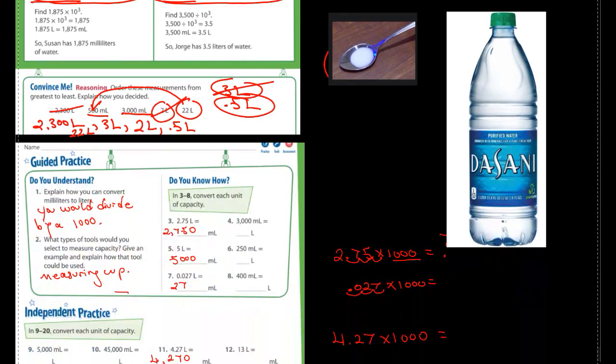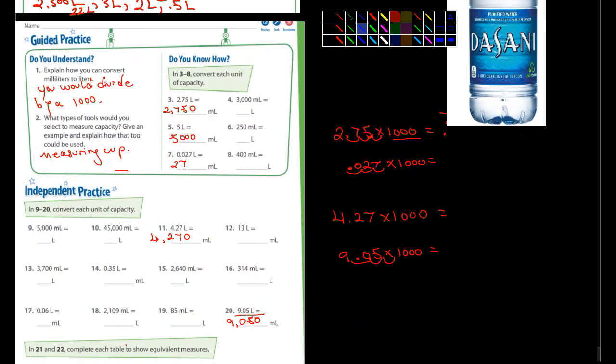All right, so that's converting liters to milliliters. Well, now let's convert milliliters to liters. How do you do that? Well, so let's look at number 4. Number 4, it's 3,000 milliliters. So we've been multiplying by 1,000. What do you think we're doing now? Now we divide by 1,000. Okay? So what's 3,000 divided by 1,000? That's 3 liters.